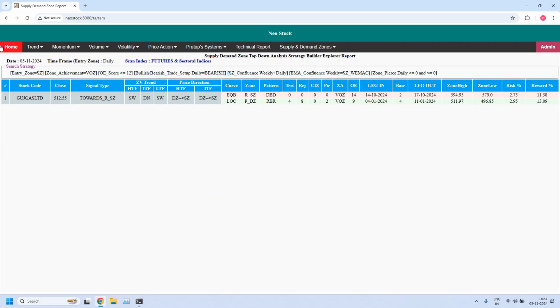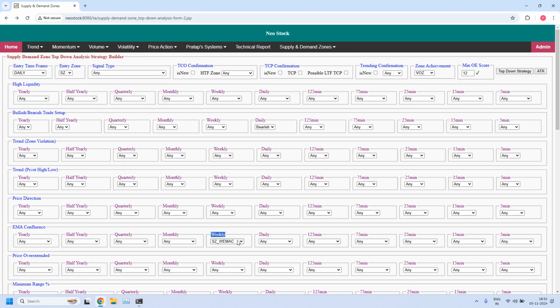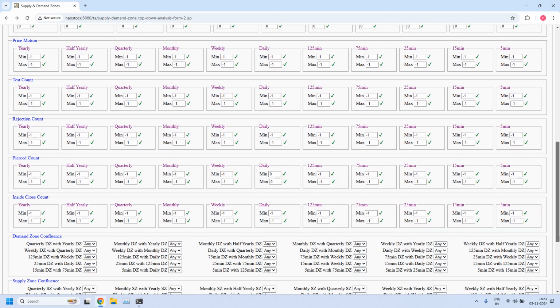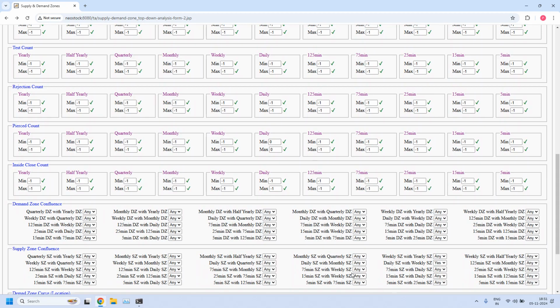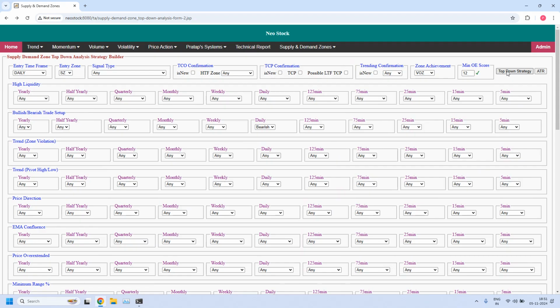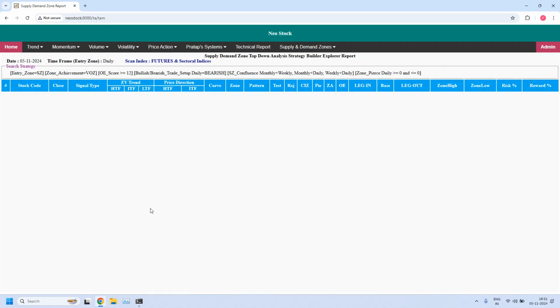Okay, next let us look for LTF, ITF, HTF supply zone confluence. Next high probability setup, let's verify. I removed the EMA filter. In the supply zone confluence, we should set 3 filters. Already 1 filter is enabled, that is daily with weekly. Next, daily supply zone with monthly supply zone confluence, and weekly supply zone with monthly supply zone confluence filters are enabled. With all the 3 filters, we did not get any stocks. We don't have LTF, ITF, HTF supported zones.